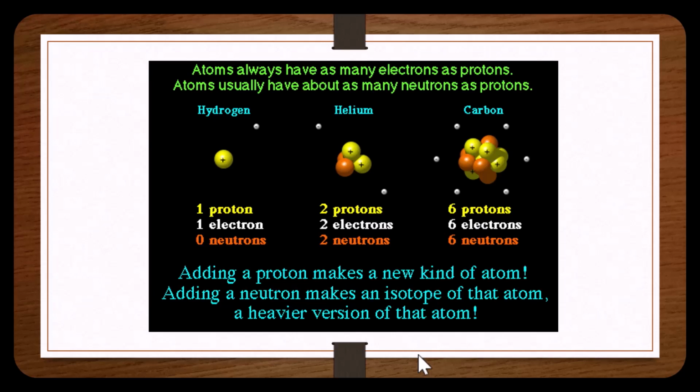You can see hydrogen has one proton and one electron, which would demonstrate the term usually have about as many neutrons as protons. Helium has two protons, two electrons, and two neutrons. Carbon has 6 protons, 6 electrons, and 6 neutrons.